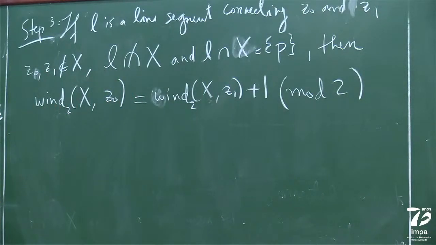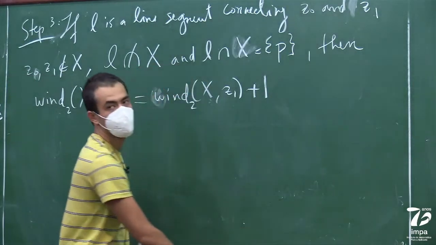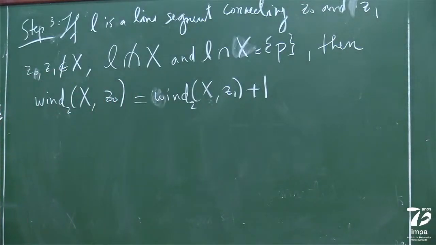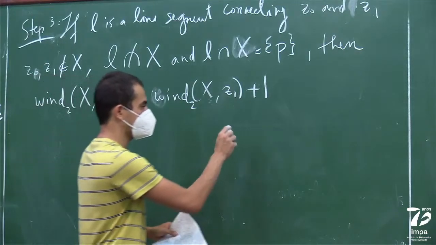I don't have to write mod 2 because these things are in Z2. So I guess this is, in my opinion, the crucial point. So how do you prove that? It's actually simple if you draw the right picture.